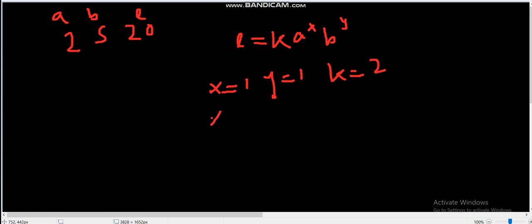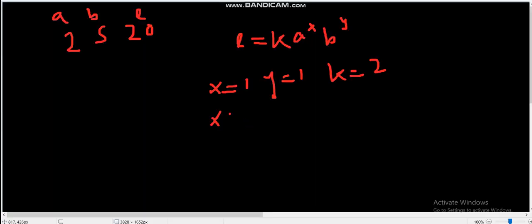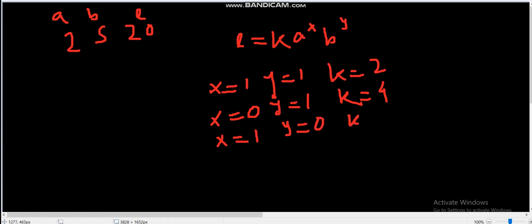Now, the value of x could be 0 also. So let's take x equals 0 and y equals 1. The value will be 20 divided by 2 to the power 0 times 5 to the power 1, so the value of k will be 4. Now let's do the reverse. Let's say x equals 1 and y equals 0, then k equals 10.